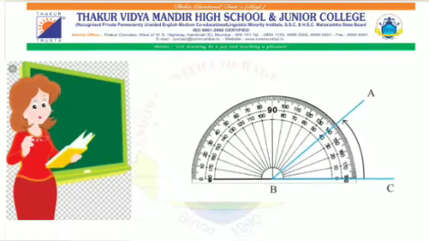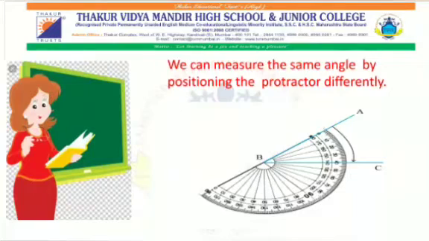Yes, very right, students. We can measure the same angle ABC by positioning the protractor differently. Yes, the same angle can be measured in two ways. First way we have already seen. The second way is just put the center point of a protractor on the vertex B of the angle. Align the baseline of the protractor with the arm BA.